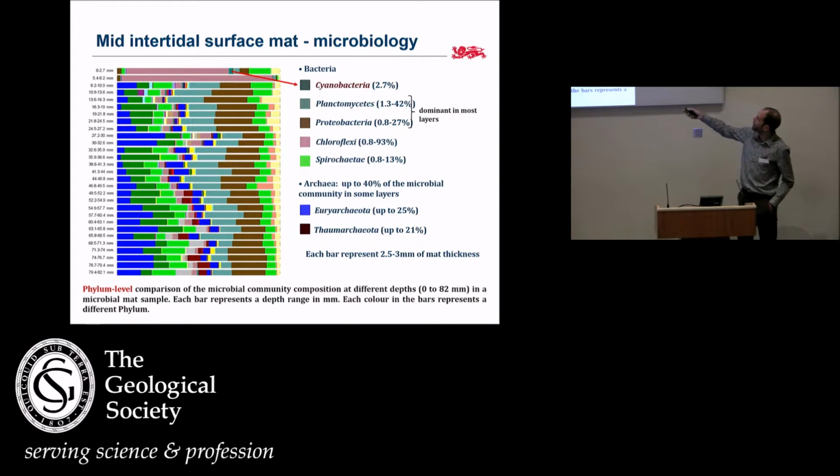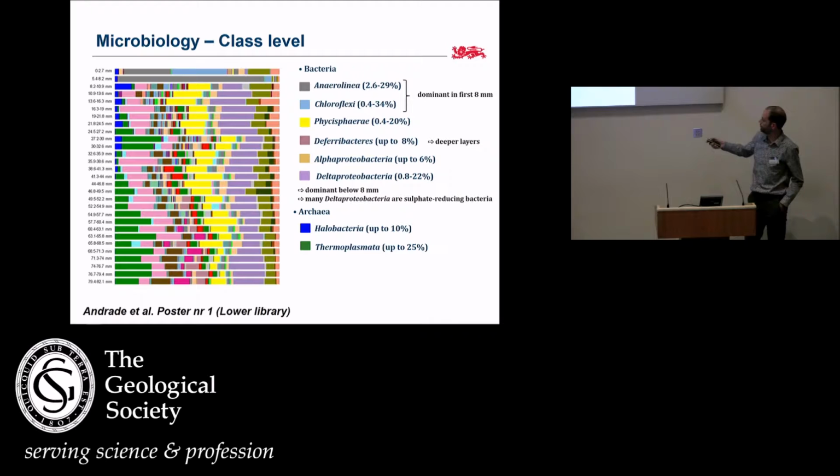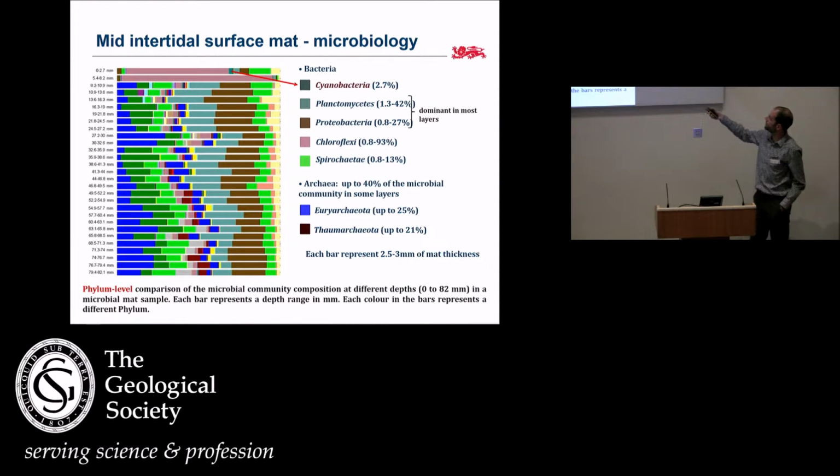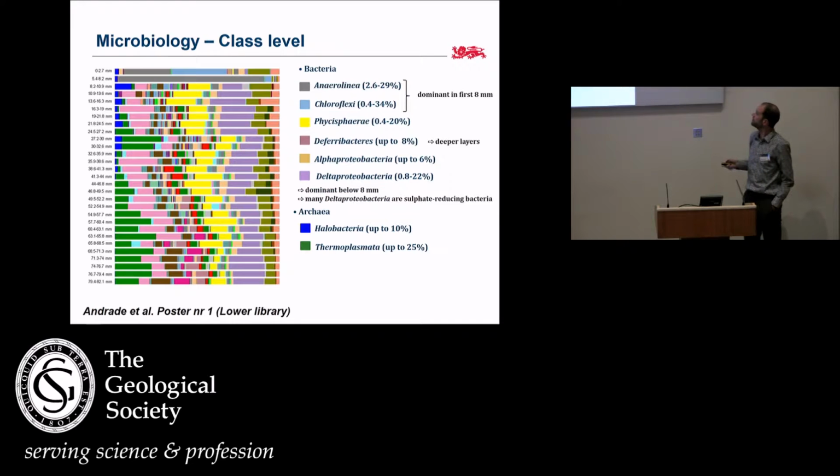So only in the upper 5 millimeters we find some cyanobacteria, and if we then go even more detailed, at class level, we can see that these bacteria are dominant in the first 8 millimeters, and in the deeper layers we have more sulfate reducing bacteria. So there's a relatively low... It might be just this one sample, we don't know, we're collecting more samples, but it's actually quite a low percentage of cyanobacteria at the surface. My biomarker data will actually contradict this.